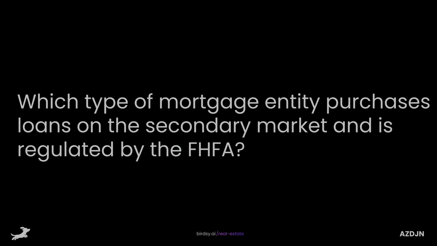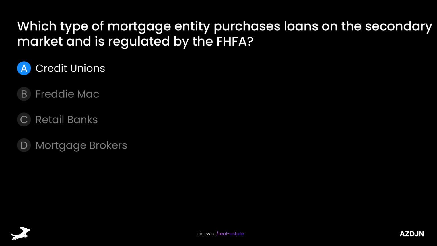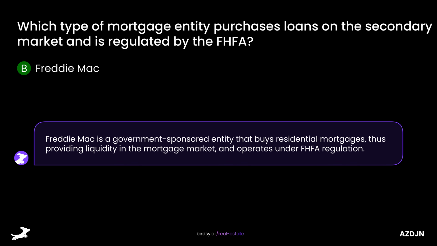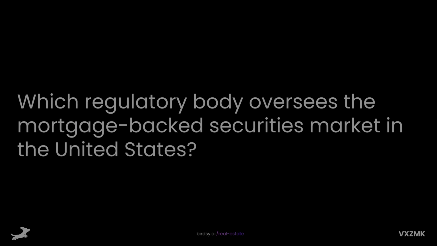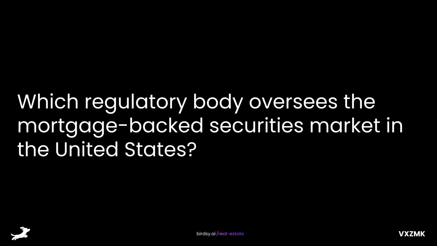defaults. Which type of mortgage entity purchases loans on the secondary market and is regulated by the FHFA? Is it A, credit unions? B, Freddie Mac? C, retail banks? Or D, mortgage brokers? The answer is B, Freddie Mac. Freddie Mac is a government-sponsored entity that buys residential mortgages, thus providing liquidity in the mortgage market and operates under FHFA regulation.